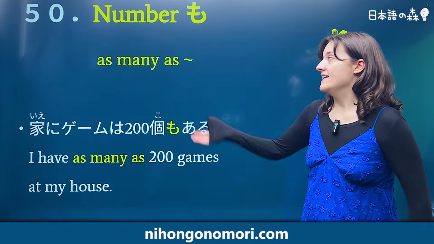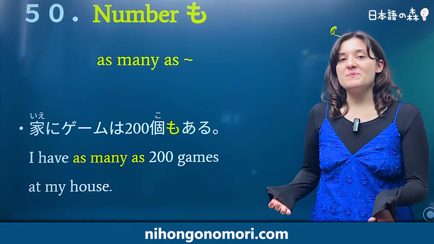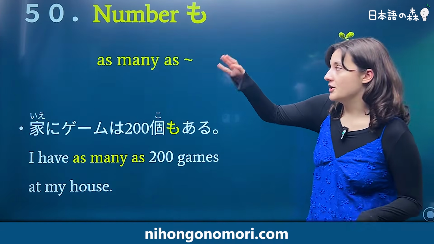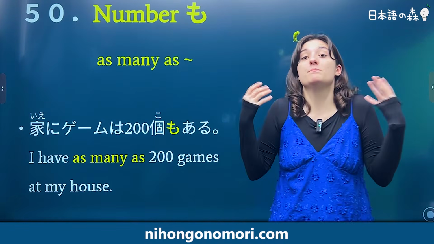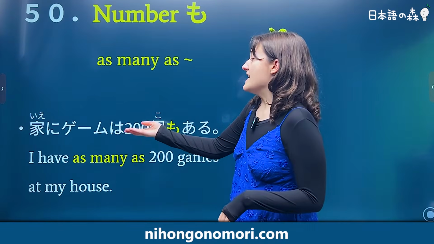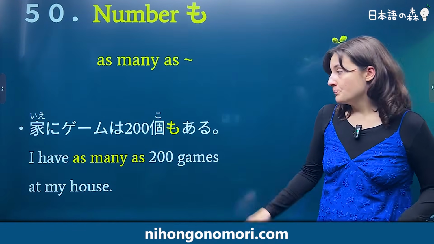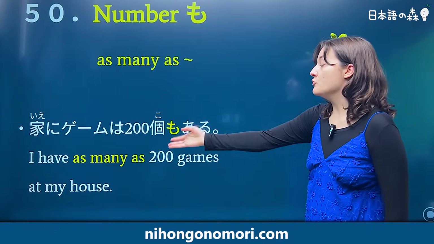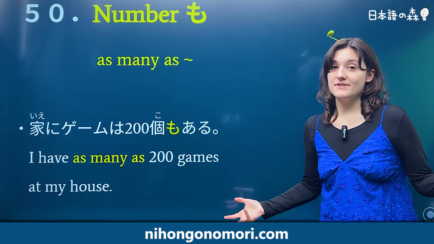Number mo. As many as blank. Here the speaker is showing that they think they have a large number of something. With regard to the number, they think it's big. 家にゲームは200個もある. I have as many as 200 games at my house, right? So they think that 200 games is a lot of games.